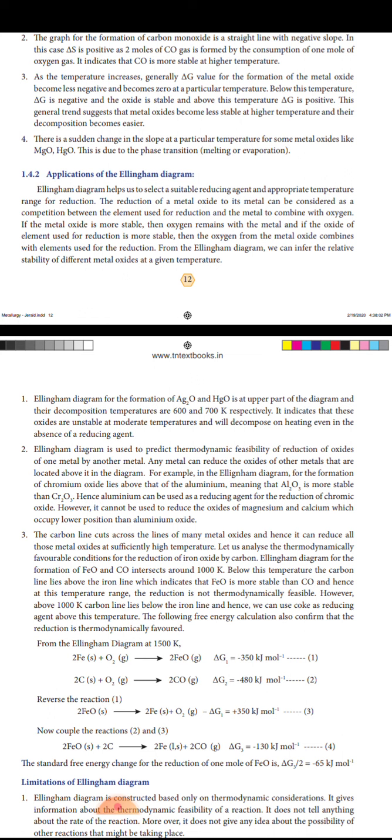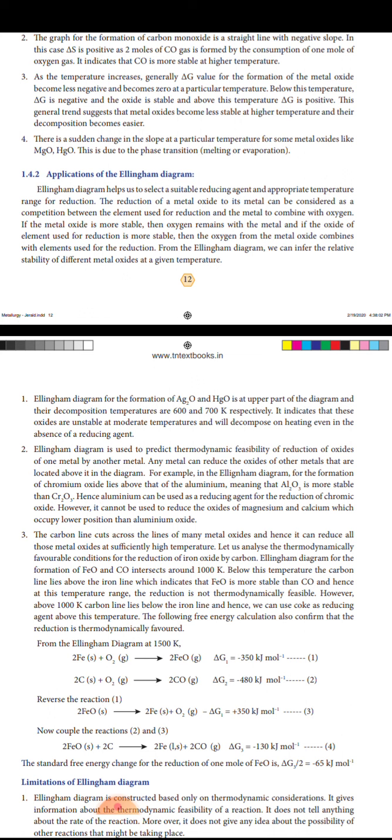intersect around 1000 Kelvin. Below this temperature, the carbon line lies above the iron line, which indicates that FeO is more stable than CO, and hence in this temperature range, the reduction is not thermodynamically feasible. However, above 1000 Kelvin, the carbon line lies below the iron line, and hence we can use coke as a reducing agent above this temperature. The following free energy calculation also confirms that the reduction is thermodynamically favored.